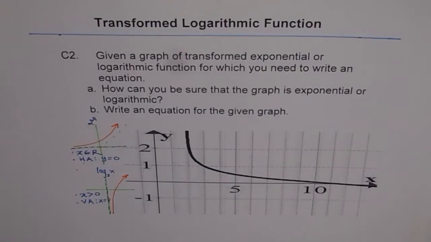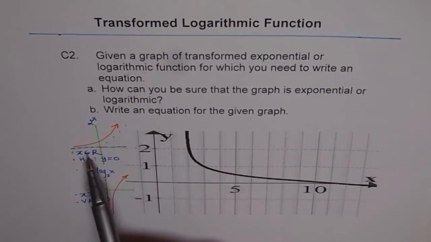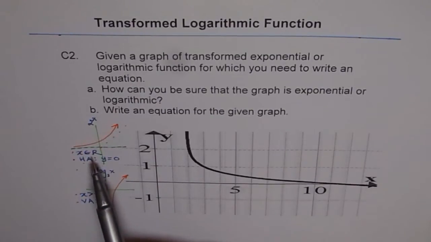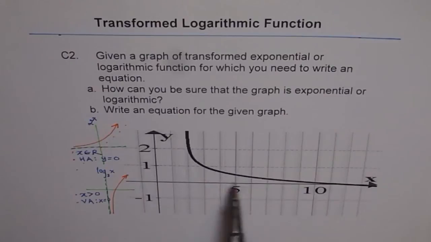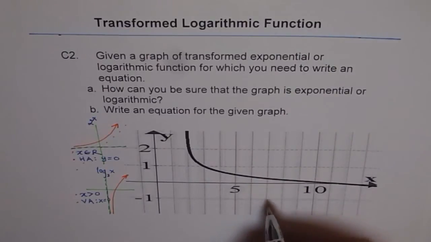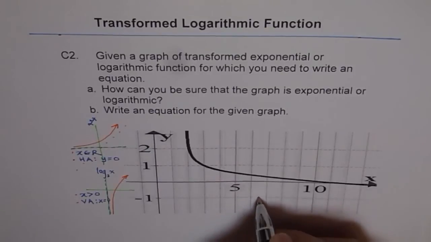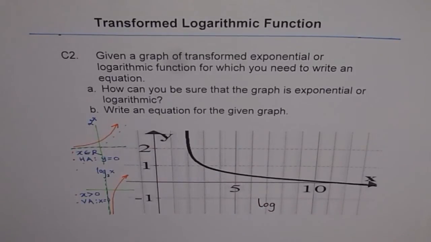Now let's try to write down an equation for this graph. When you look at the graph, these are the critical things we are looking at. First, we are looking at domain and range. The domain is restricted for this function, and therefore this should be a logarithmic function, correct? So let me start building my equation here. We'll say it is a log function. We're just trying to write down rough things here, then we'll come up with our final equation.